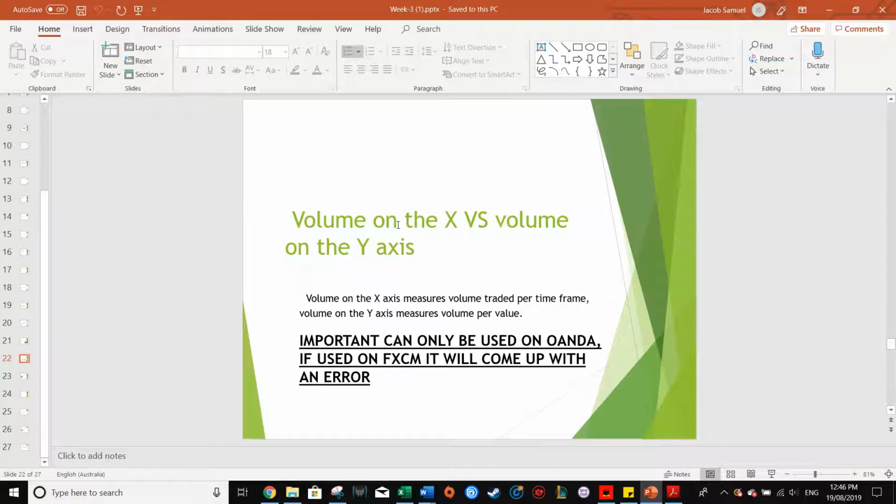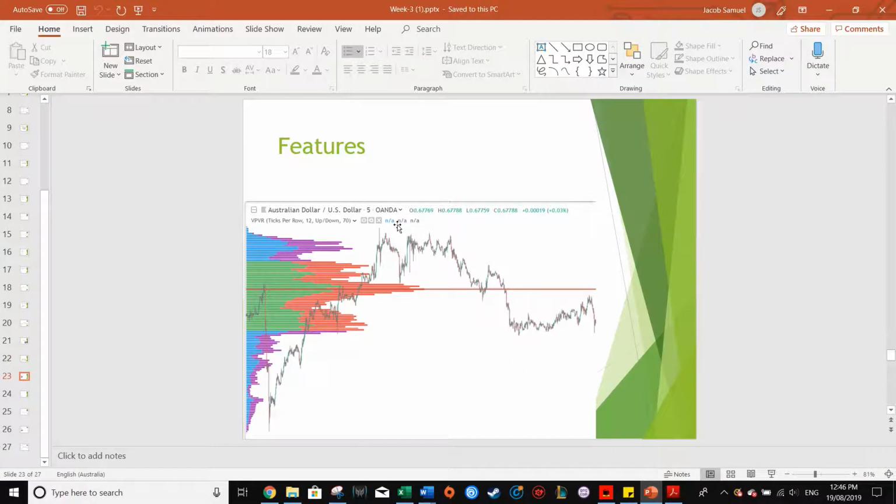Now, there is one important thing. You must use Oanda. If you try to use FXCM or any of the other ones, it'll come up with an error. Oanda is the only one that provides that data. So it's incredibly important that you use that, or else you will not be able to use the indicator. Can you go to the next slide? Now, let's talk about the features.